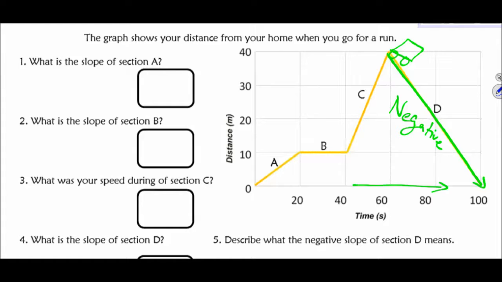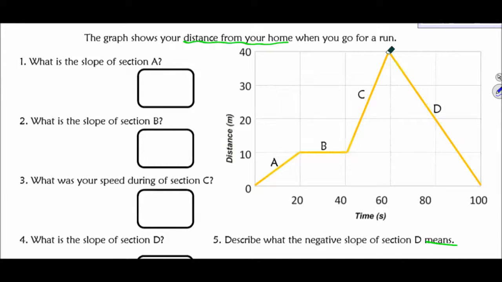It's not really what the question's asking here, though. It's talking about, in the context of this problem, what does a negative slope really mean? So this whole graph is talking about our distance from home when we go for a run. So a negative slope here means that we're traveling from 40 meters away back to 0 meters away. It's the run back home. That's really all this is talking about.